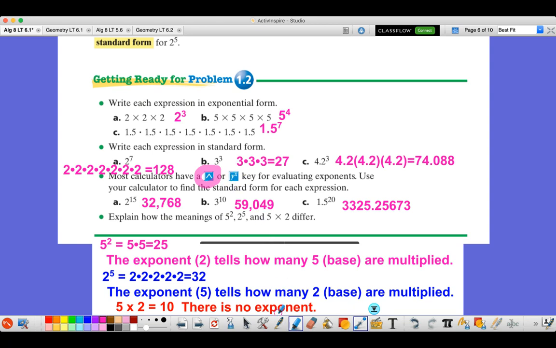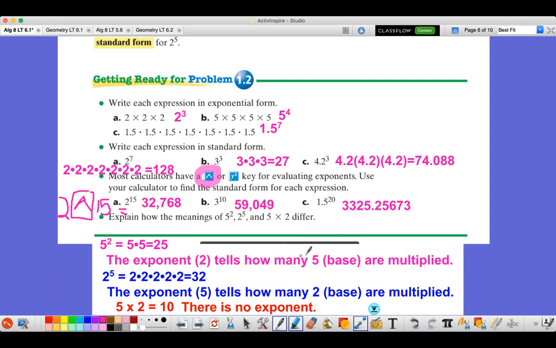And so either way, what you would type into your calculator would be, you would type in 2, and then you would hit that button that either looks like that or the y to the x, and then you put in the exponent 15, and then you hit equals. And when you do that for this first problem, you get 32,768. Part B is 59,049, and part C is 3,325, and that's 0.25673. I didn't round it because it was a terminating decimal.